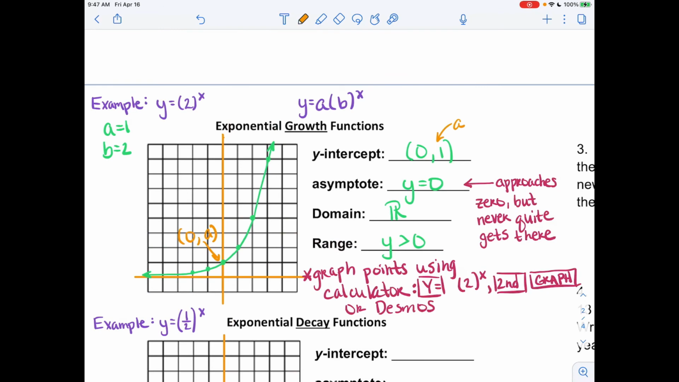One last thing that I want to point out before we move on to our next example is that our b value occurs right here. So at an x value of 1, this is our b value of 2.